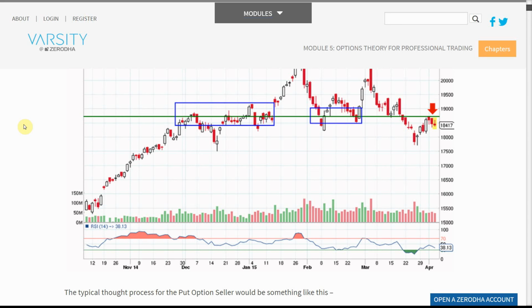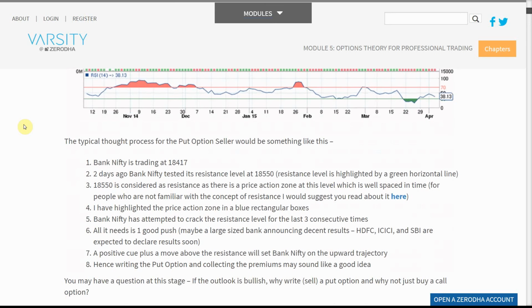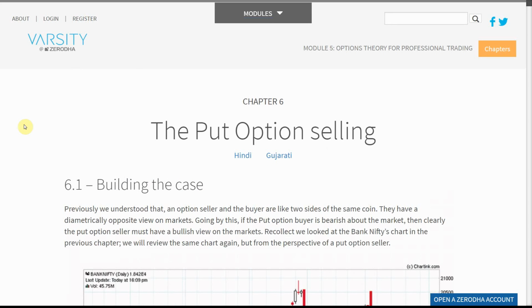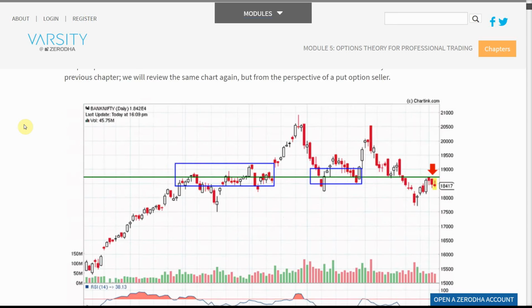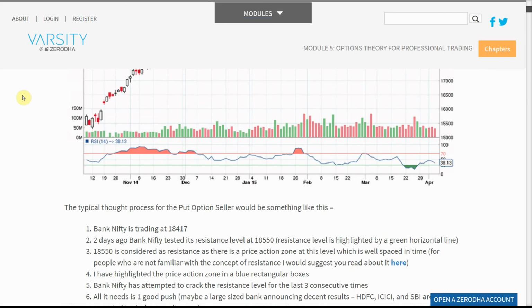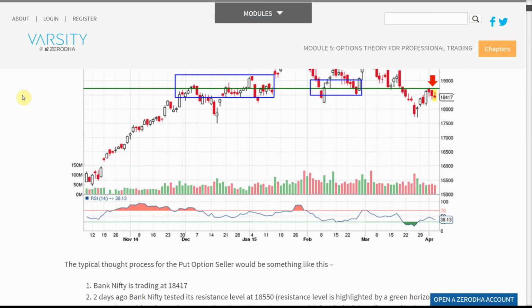18,550 is considered as resistance as there is a price action zone at this level, which is well spaced in time. For people who are not familiar with the concept of resistance, I would suggest you read about it here. I have highlighted the price action zone in blue rectangular boxes. Bank Nifty has attempted to crack the resistance level for the last 3 consecutive times. All it needs is one good push, maybe a large-sized bank announcing decent results.